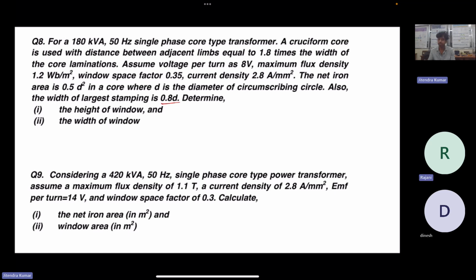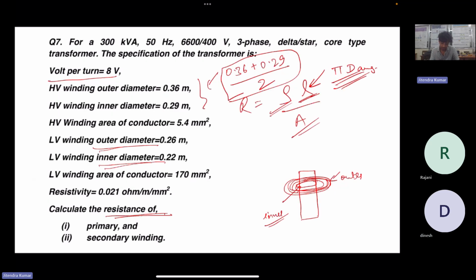Sir, in the previous question, question 7, the inner winding diameter and outer winding diameter are given. So why take the average? Why not take the difference?